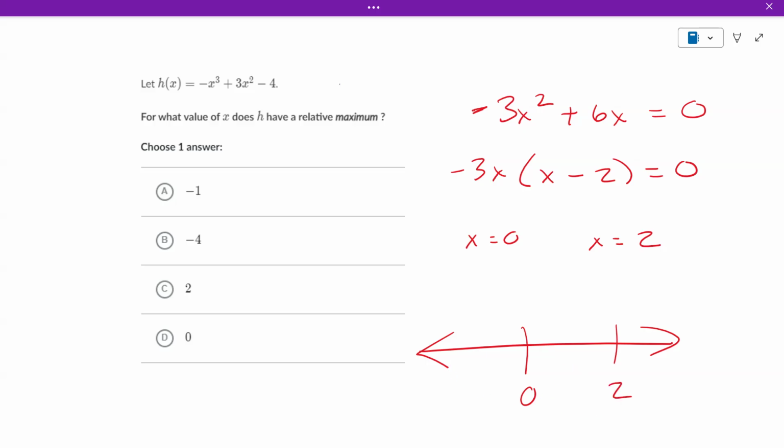So what's in between 0 and 2? 1. If I stick a 1 into here, I get a negative times a negative, which is positive. So it's decreasing here, it'd be increasing here, and decreasing here. If it goes from decreasing to increasing, it's a relative minimum. If it goes from increasing to decreasing, it's a relative maximum. The relative max would be at 2.